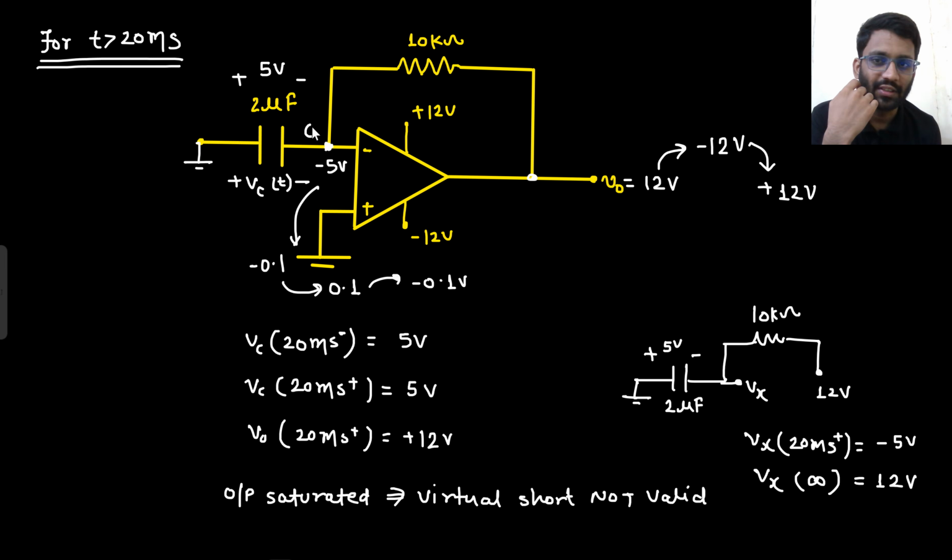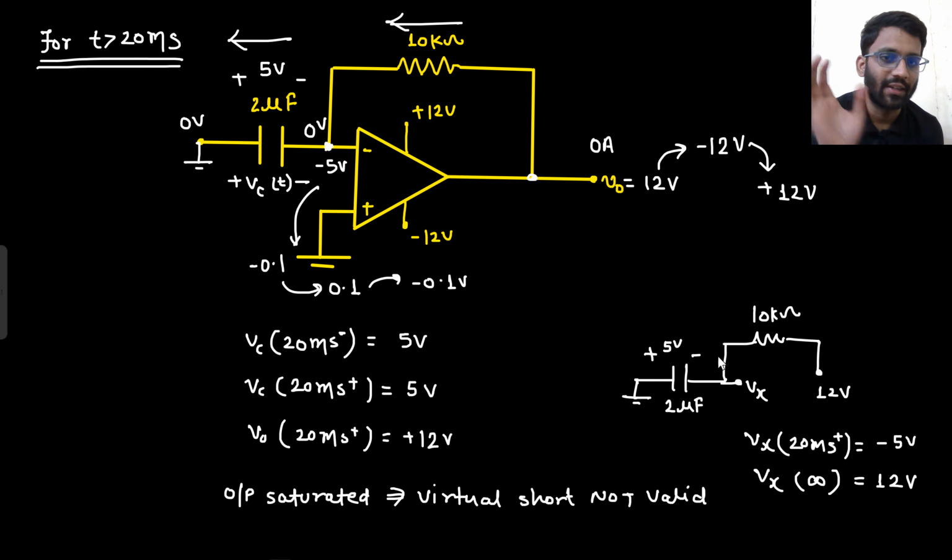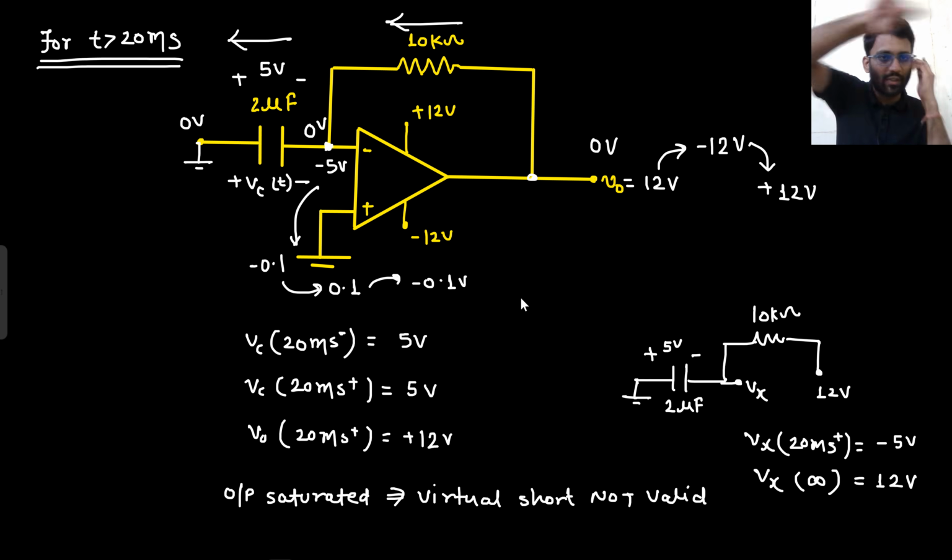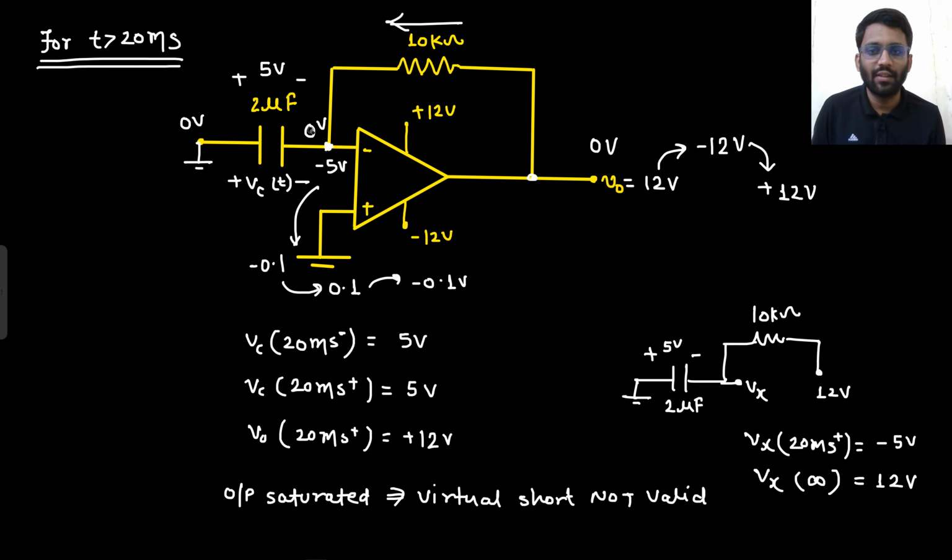This 0 volt is fixed, this 0 volt is also fixed. This capacitor has discharged to 0 volt, the nodes are fixed. There is 0 ampere current flowing here, the same 0 ampere current is flowing here, and your output will be at 0 volt only. 0 ampere current is flowing through the 10 kilo ohm resistance, so output will be at 0 volt only. Say yes or no, right?